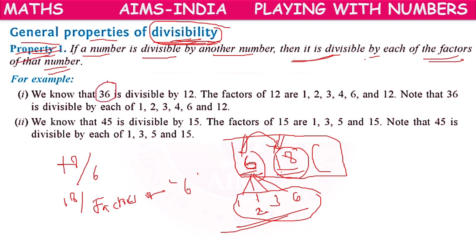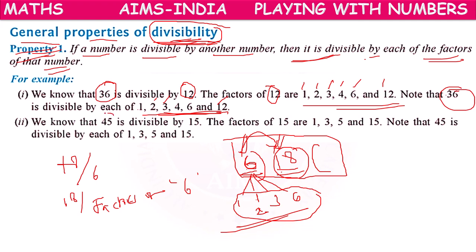So here 36 is divisible by 12. The factors of 12 are 1, 2, 3, 4, 6, 12. So what does it mean? 36 is divisible by all these 6 factors. 36 is divisible by 1, is divisible by 2, is divisible by 3, is also divisible by 12. Like that we can guess.